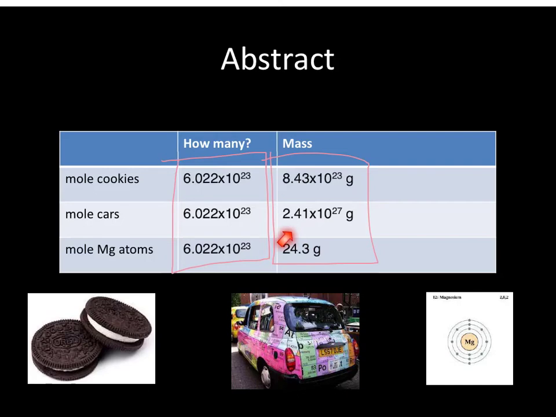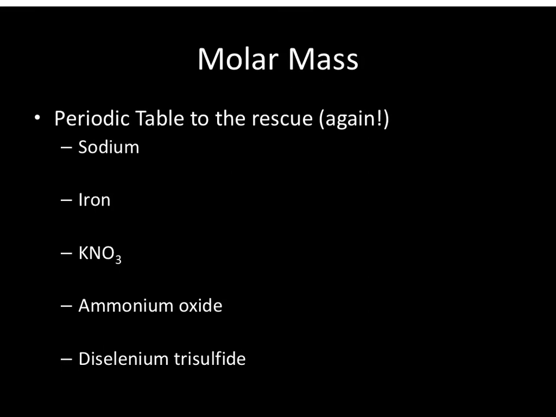Actually, it is. So before we were calling that number on the periodic table the atomic mass, another way it's referred to is the molar mass. And so it's the mass of 1 mole. Once again, the periodic table is to the rescue. So sodium, for example, has a molar mass of 22.9898. We'll round that up to 23.0. And that's how many grams 1 mole would weigh.